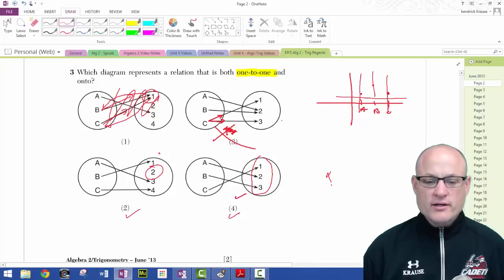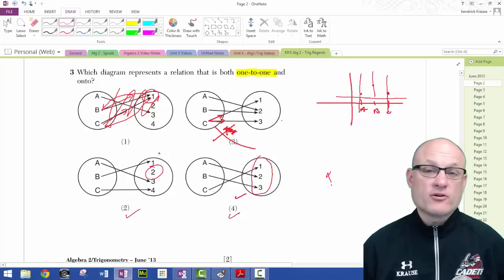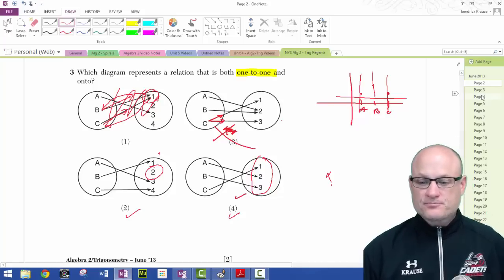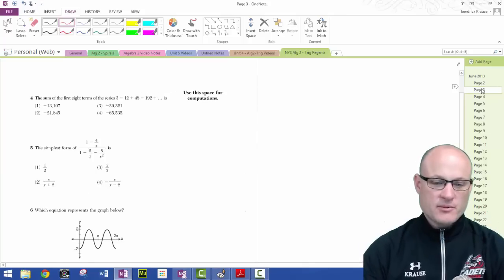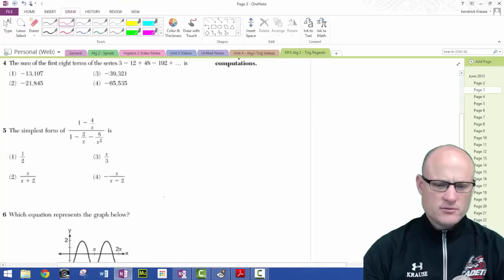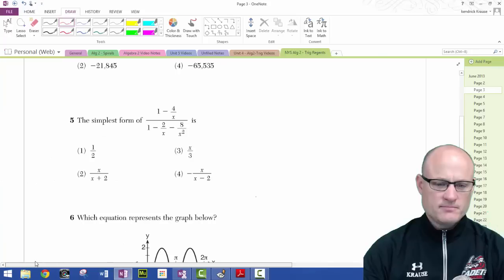So for 1-to-1, these arrows point to one and only one place, and these arrows, if you were to draw them backwards, also only point to one place. That's 1-to-1. And onto means you want to make sure that all the range values are being used. This is going to be kind of a pain, to have to get these to blow up every time. Okay.